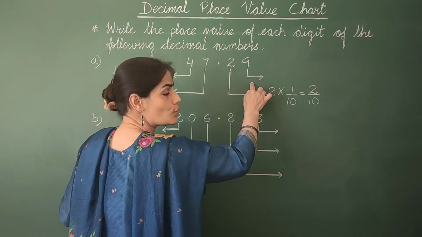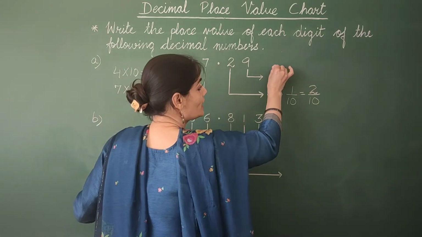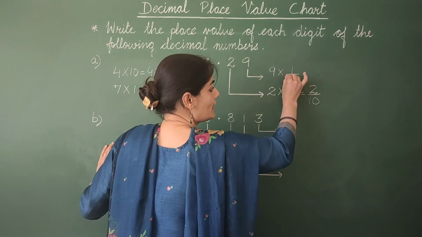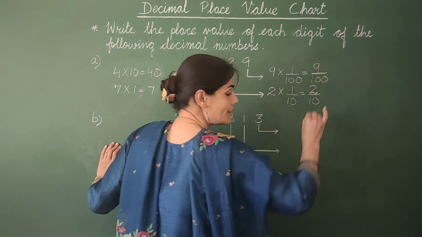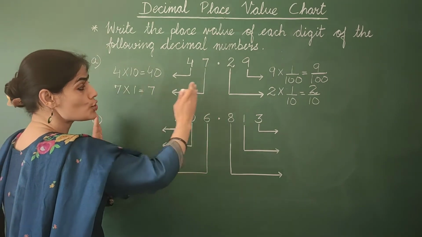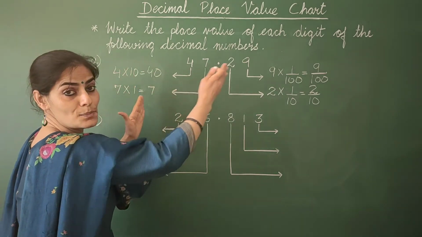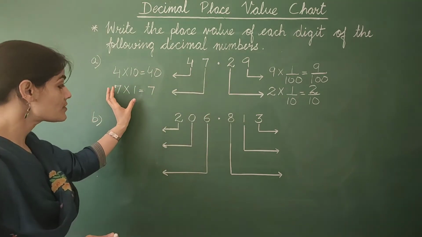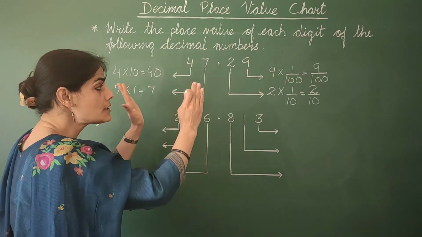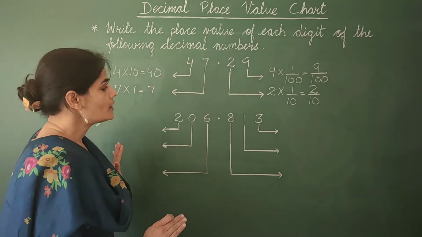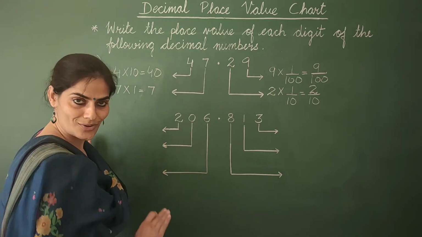Now the place value of 9. 9 is at hundredths place. So 9 hundredths is equal to 9 into 1 upon 100, which is equal to 9 upon 100. Now I have shown this working so that you people understand how we got these place values. But you are not required to show these working notes once you have understood this concept clearly. So this time we are going to write the place value of each digit directly.